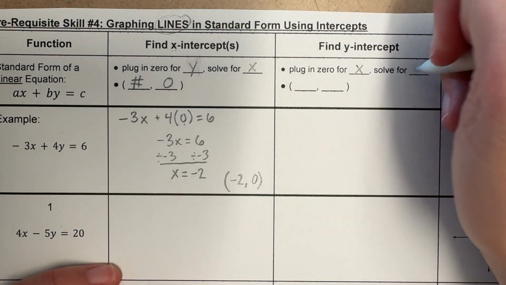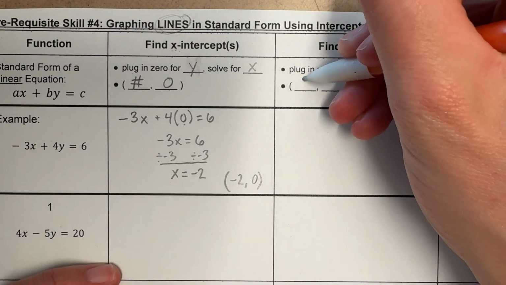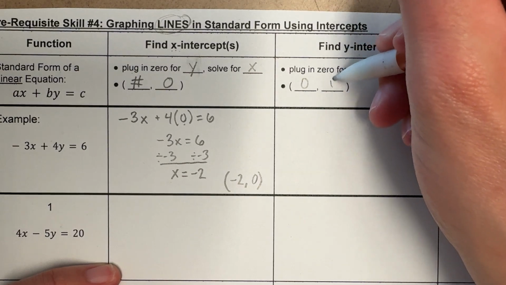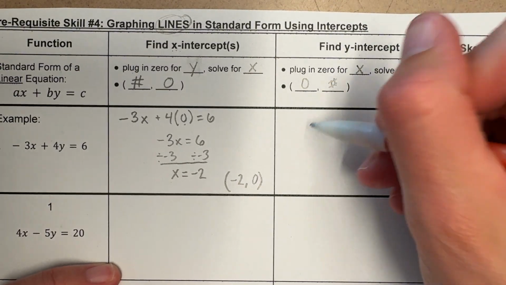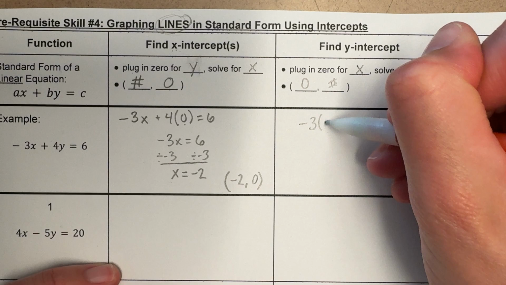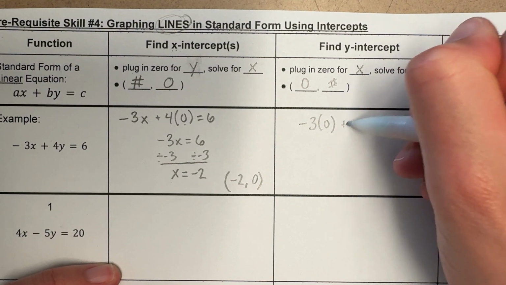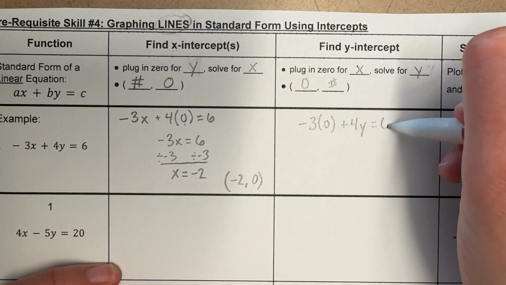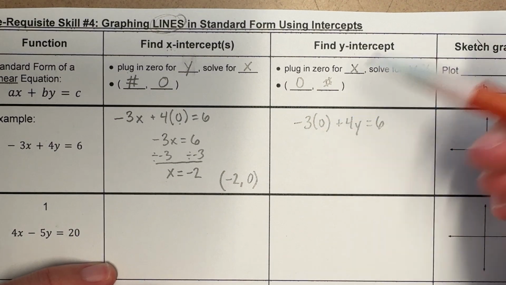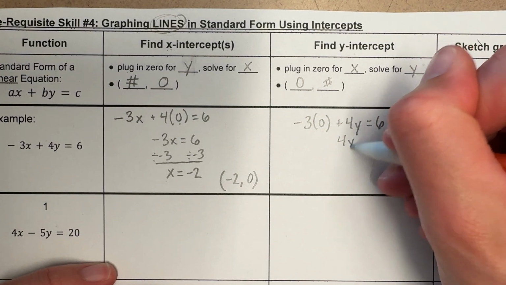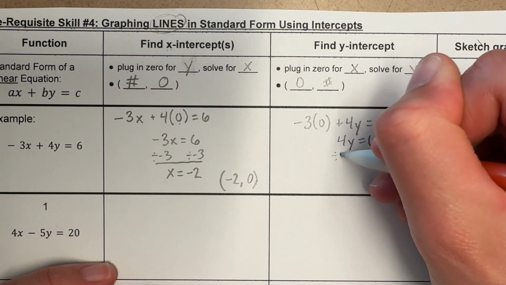For the y-intercept, we do the opposite. We plug in 0 for x and solve for y. So this time we're going to end up with a point where the x value is 0, and then we're going to get whatever number we get for y. So in our example, this would be -3 times 0 plus 4y equals 6. Now here, 3 times 0 is 0, so we don't even write that. This is just going to be 4y equals 6.